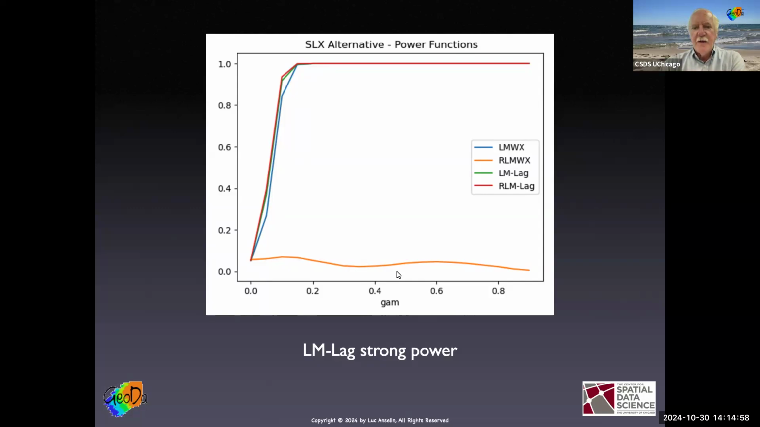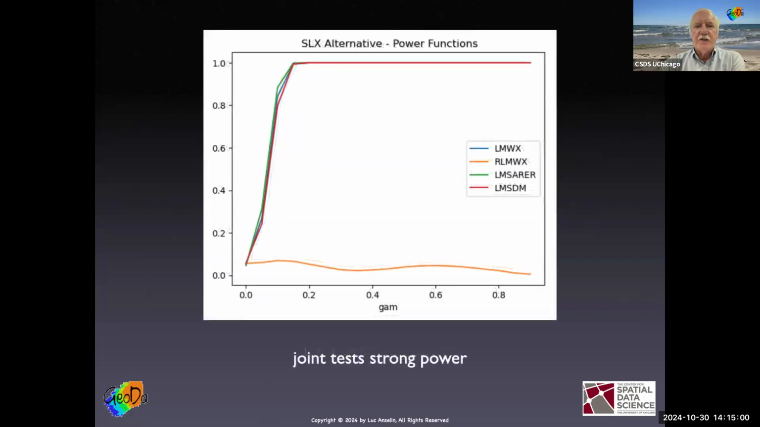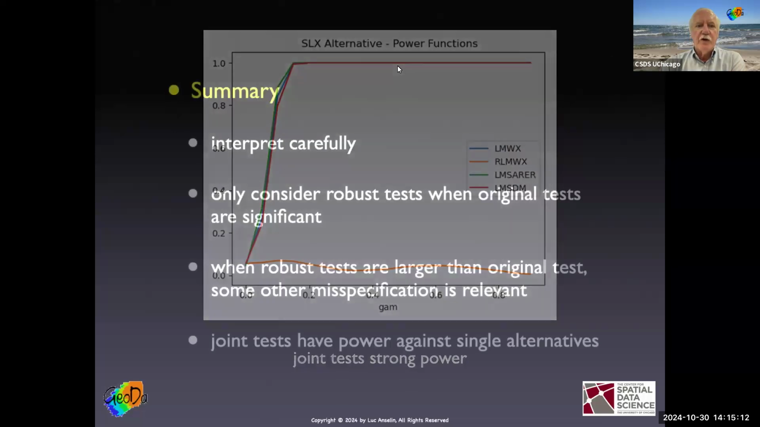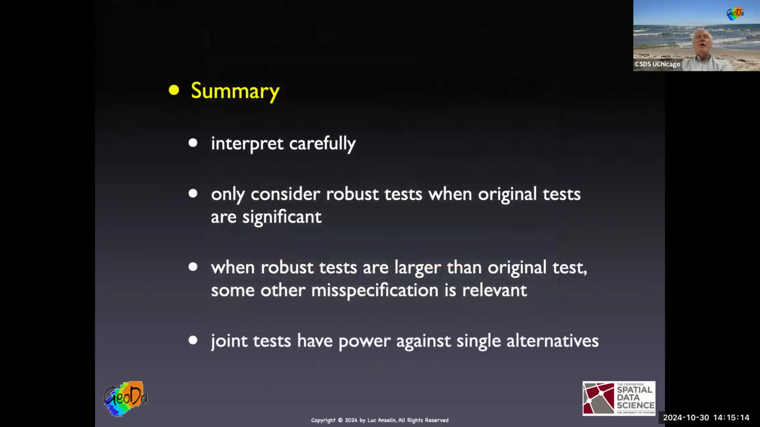Okay. And then the joint tests, same. So the joint tests have, again, very good power against a single alternative. Okay. So the moral of the story is, don't get too excited, right? Interpret the results carefully. Only consider the robust tests when the original tests are significant.